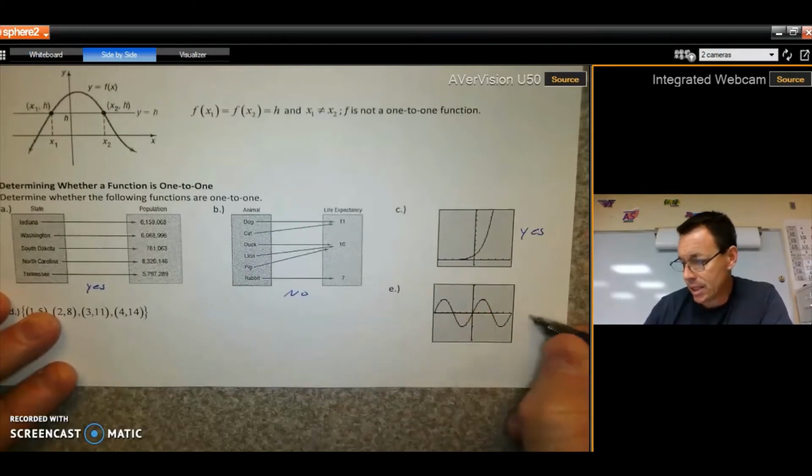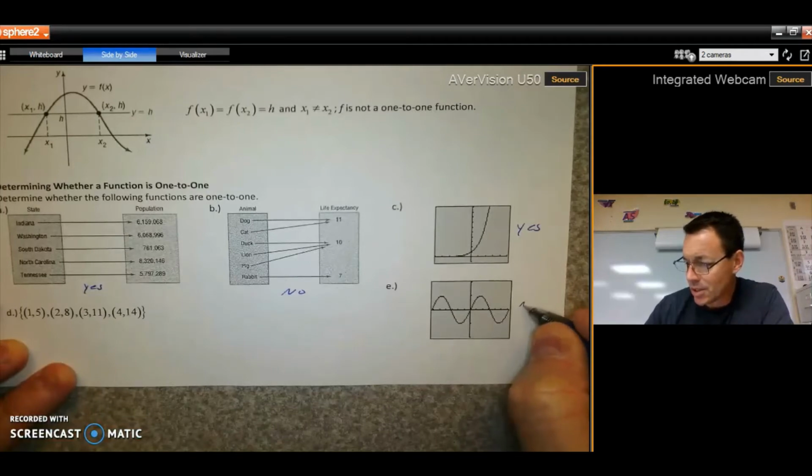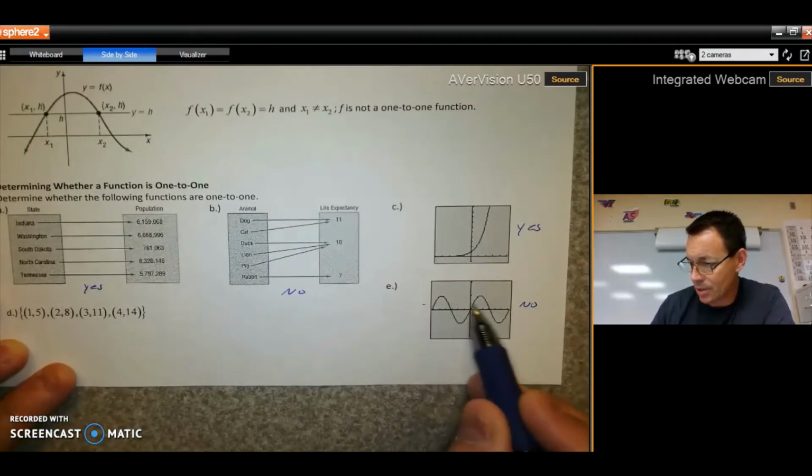E, this example would not be. I know there's D over here, but might as well do this one. So this is no. Okay, if I draw a horizontal line, I'm going to hit this a whole bunch of times.